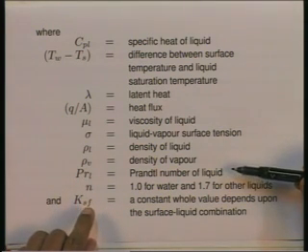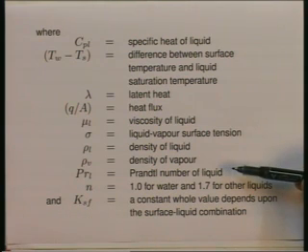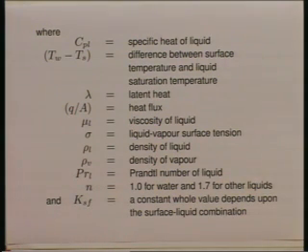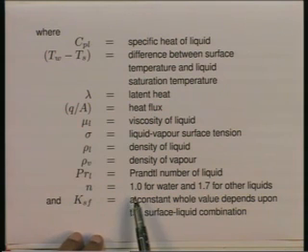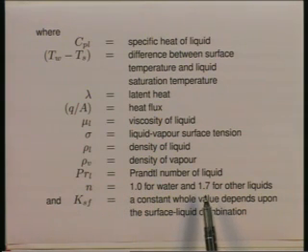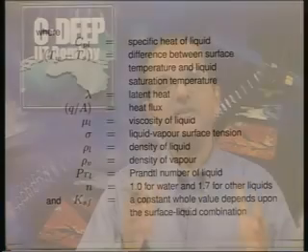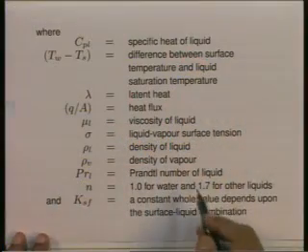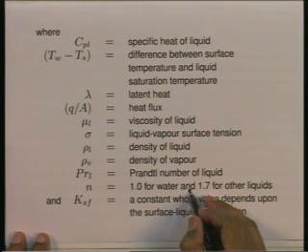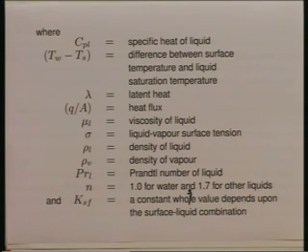N, the constant at the end, PRL to the power of n in that equation, is an exponent on the Prandtl number. From the experimental data, it is found that for water the data fits best if n is taken as 1. For other liquids, the experimental data fits best if n is taken as 1.7. So, n has two values depending upon the liquid which is being boiled. And finally, we have a constant KSF, whose value depends upon the surface liquid combination. The value of KSF was determined by Rosenau and by others for a variety of surface liquid combinations.